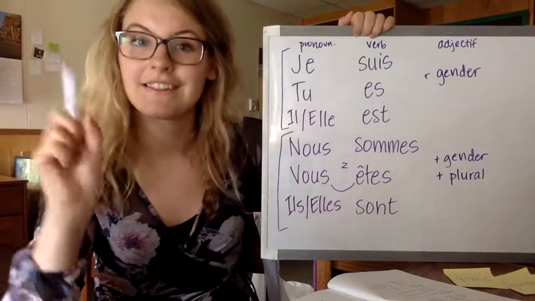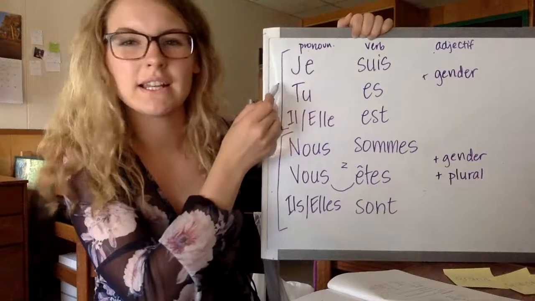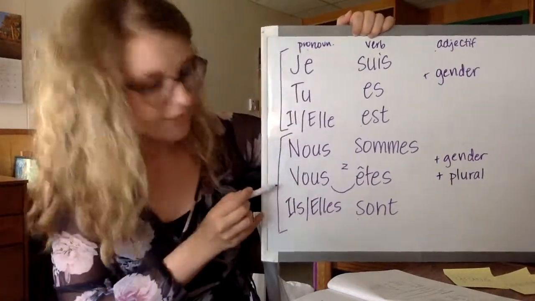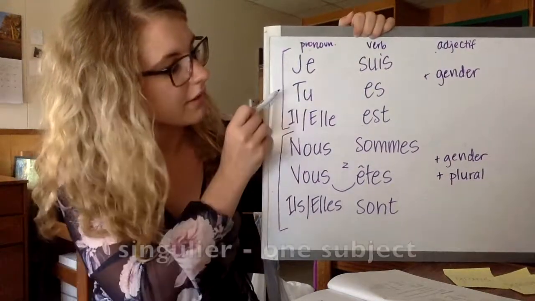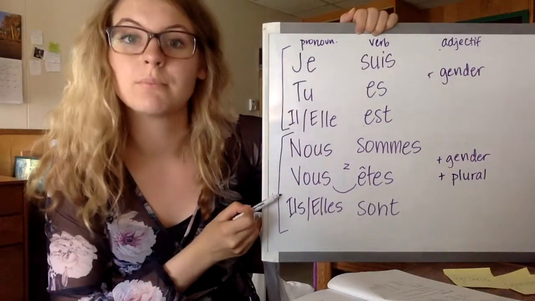The third thing that I'm going to get to, and we're going to see how that connects to adjectives in a minute, is why did I put these in two groups? Think about that for a second. Look at these first three and these second three. What do you notice about them? These are singular, singulier, and these are plural, pluriel.